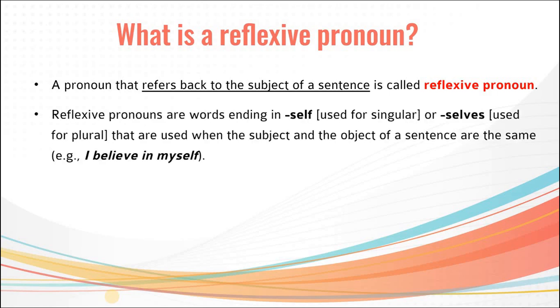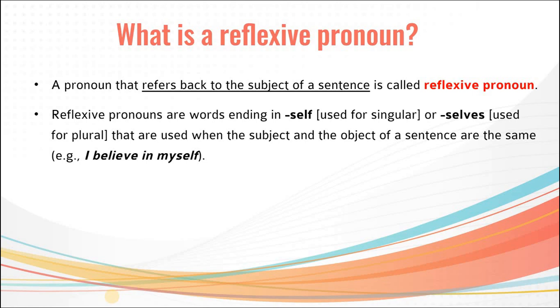For example, reflexive pronouns are words ending in self or selves that are used when the subject and the object of a sentence are the same. For example, you say, I believed in myself. So myself here refers back to I. Myself means I. I believed in myself. So those pronouns ending in self and selves are called reflexive pronouns, those pronouns which refer back to the subject of a sentence.